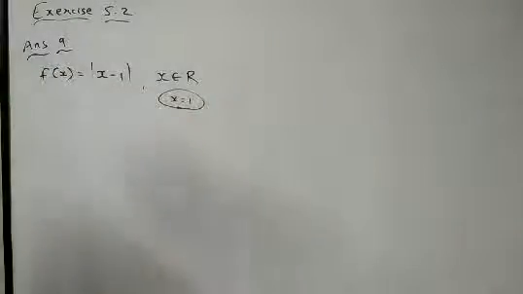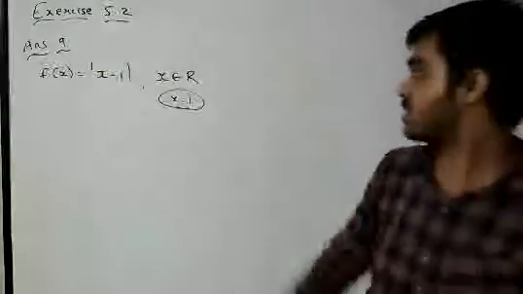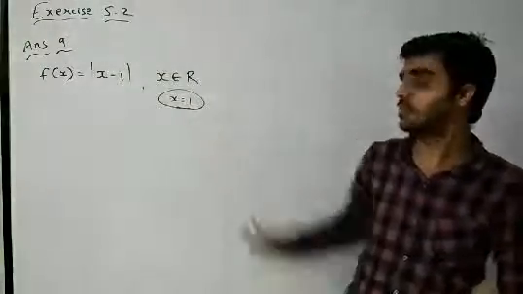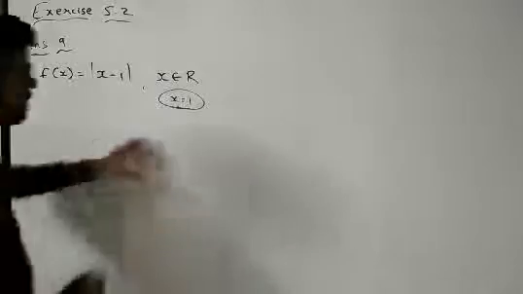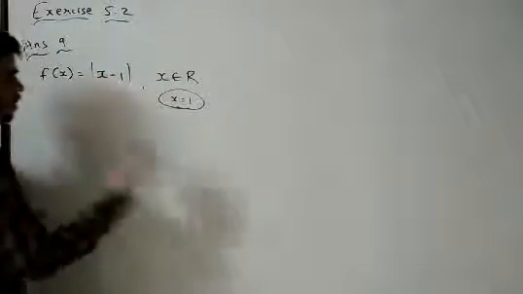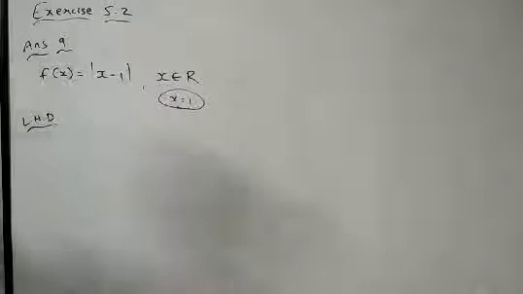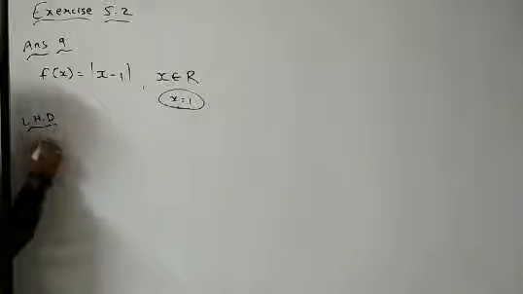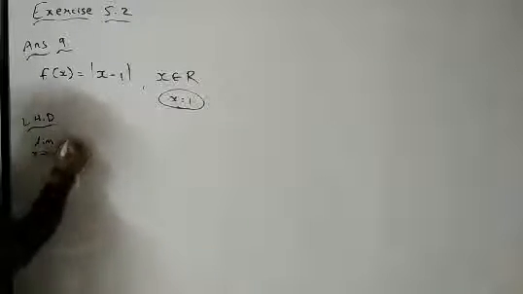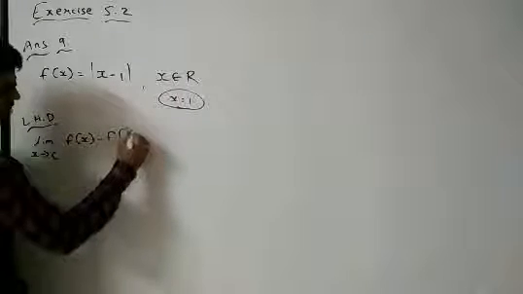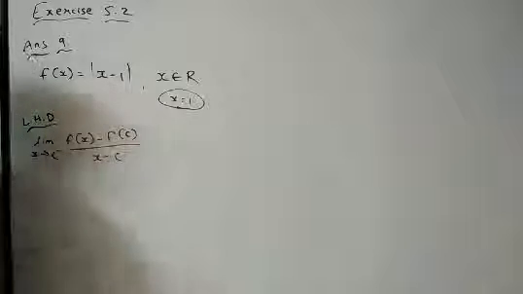मतलब हमें क्या प्रूव करना है कि जो फंक्शन है मॉड्यूलस में x minus 1 और x belongs to R, तो x is equal to 1 पे ये फंक्शन डिफरेंशिएबल नहीं है, it is not differentiable. So generally, when we want to find whether the function is differentiable or not, we find the left hand derivative and then the right hand derivative, and if both are not equal, it is not differentiable. The left hand derivative is limit x tends to c negative of f of x minus f of c by x minus c.